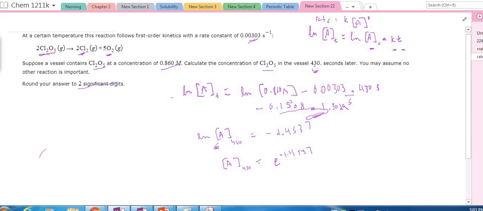We raise e to whatever's on the right hand side of the equation, and so the concentration of A at time point 430 is going to equal, in this case, 0.233. That's molarity, and we want to keep this in units of molarity. The answer is going to ask for that. So the answer to 2 sig figs is going to be 0.23 molar, and that's what I would put into my ALEKS.